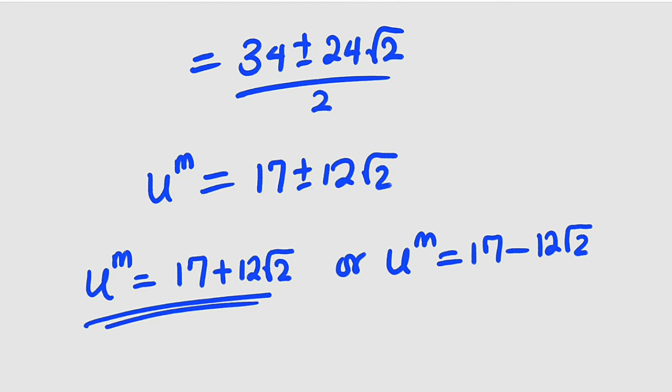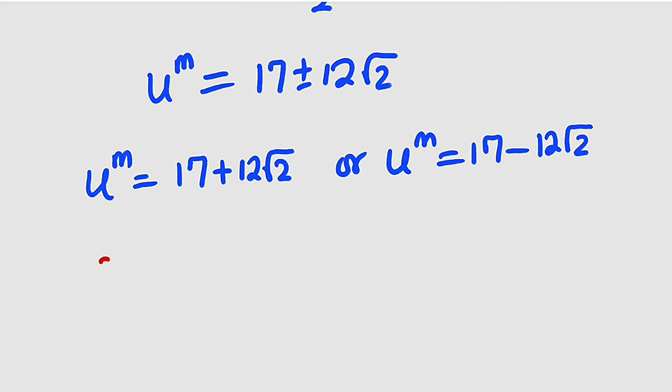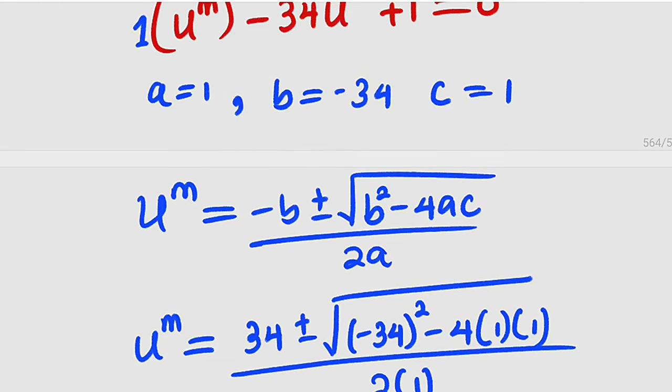So let me start with this first equation. And remember that u is what? 3 plus 2 root 2. And m is what? X squared minus 3x. Remember? That's our substitution from here.